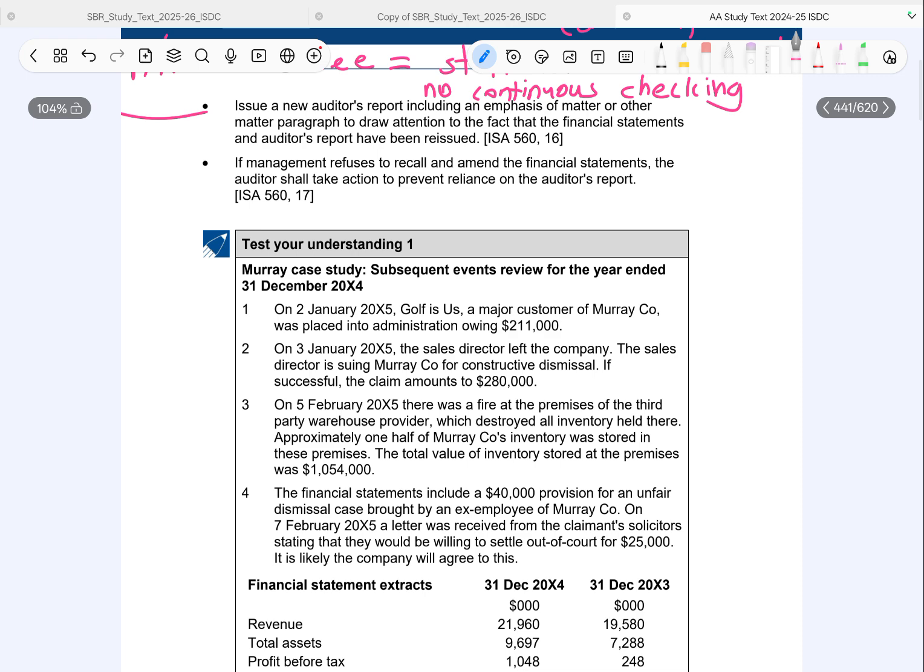Now, worst case scenario. What if management refuses to recall and amend the financial statements? Then the auditor cannot just sit back. They must take steps to prevent anyone from relying on the audit report. This could include informing regulators, taking legal advice, or any necessary action depending on the situation.